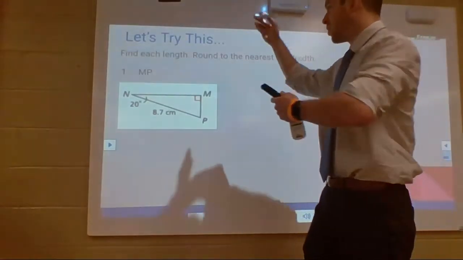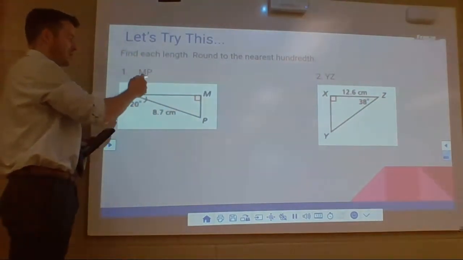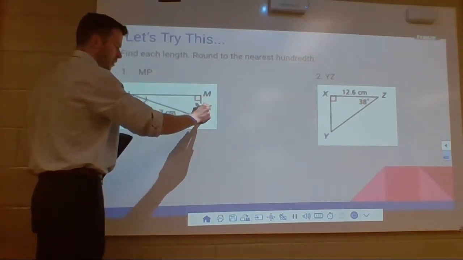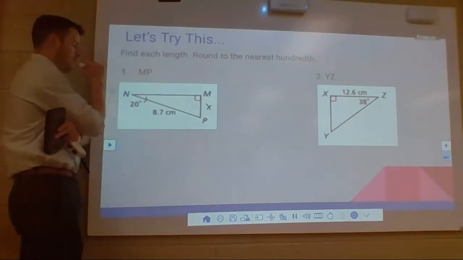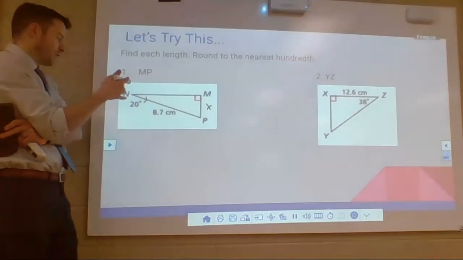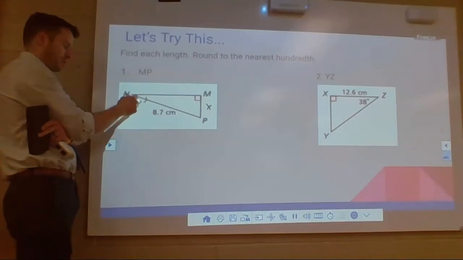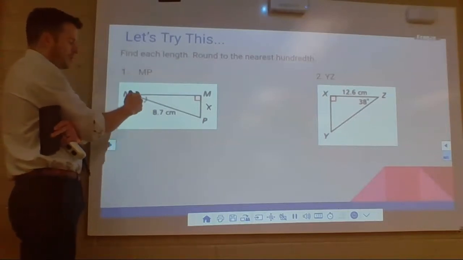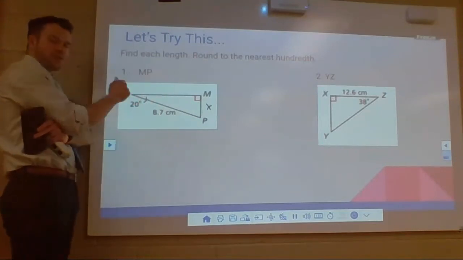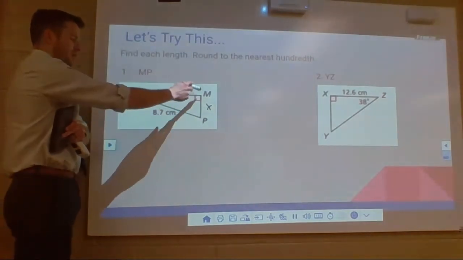Okay? So number one, we are trying to find the length of MP. So side MP here, this leg of that right triangle, we're trying to find that MP. All right, so what we need to do is first identify what we are given. What information are we given? Well, we know that angle N is 20 degrees, okay? And then we know that the hypotenuse, NP, right here, is 8.7 centimeters. All right. So we're going to use that information to help us find MP.